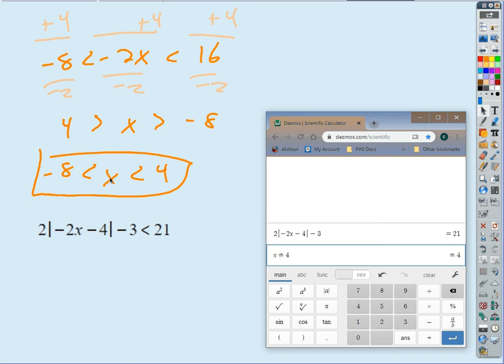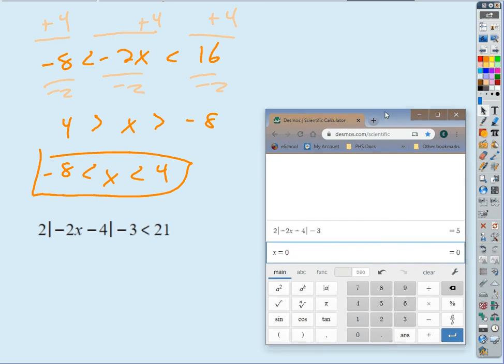Now let's check out a value in between, like 0. If I plug in 0, I get 5, which is less than 21. So the left side does everything it's supposed to do. The two endpoints work, and when I take an in-between value, it makes a true statement. So I did it right. Okay? That's a lot. Okay. Work. Well, you don't have much time to work. You get all day tomorrow to work.